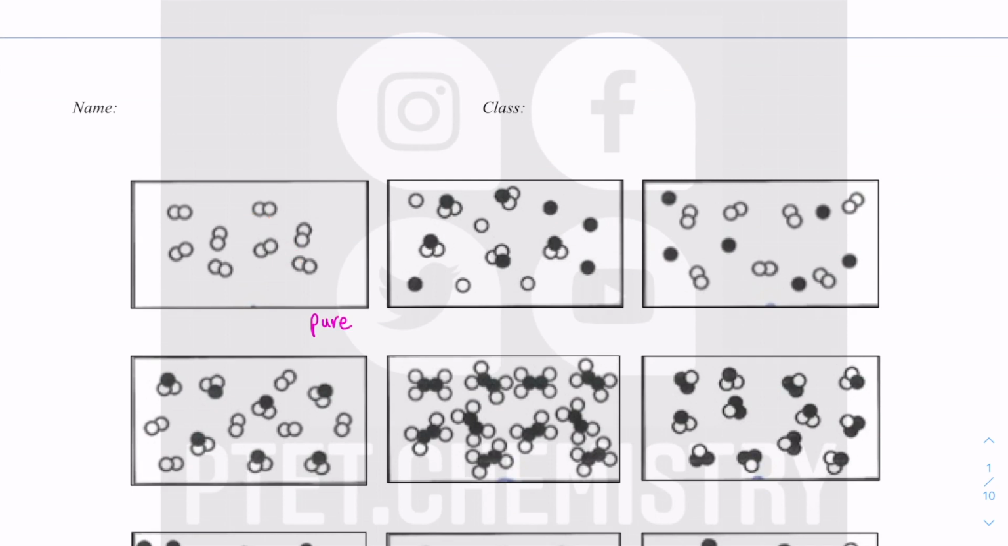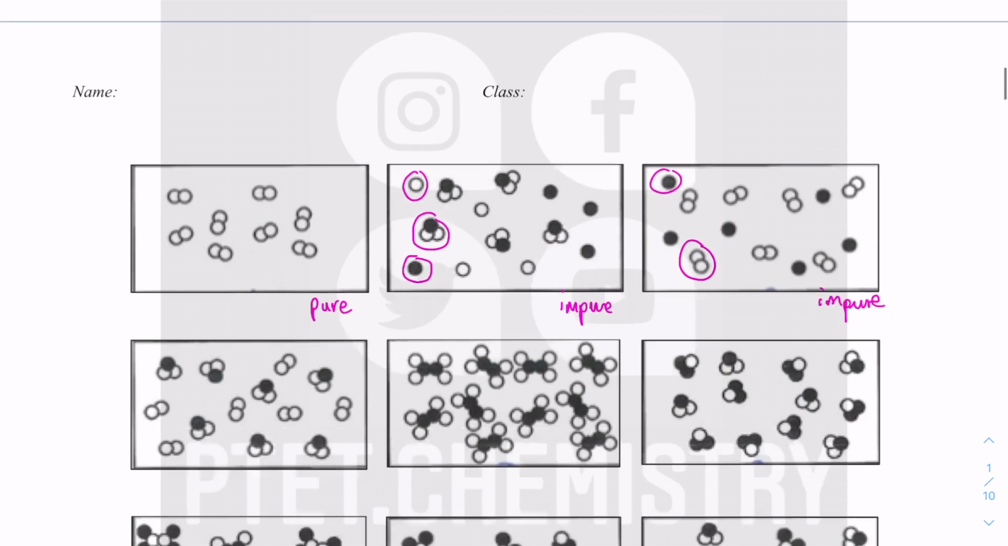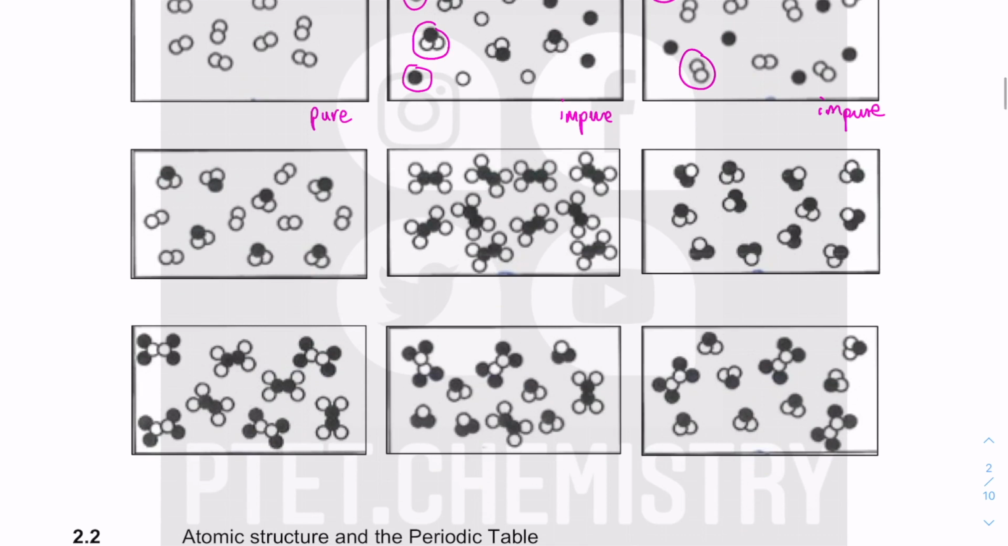bonded together. The next one, you have these individual atoms, but you also have this one black and two white. That means this is impure again. It's a mixture for sure. This one and this one, this is impure because they are different. This is also impure, so one black, two white, one black, two white. And then you also have this thing, and what else? Again, this is impure. Basically, this is not the same as this.